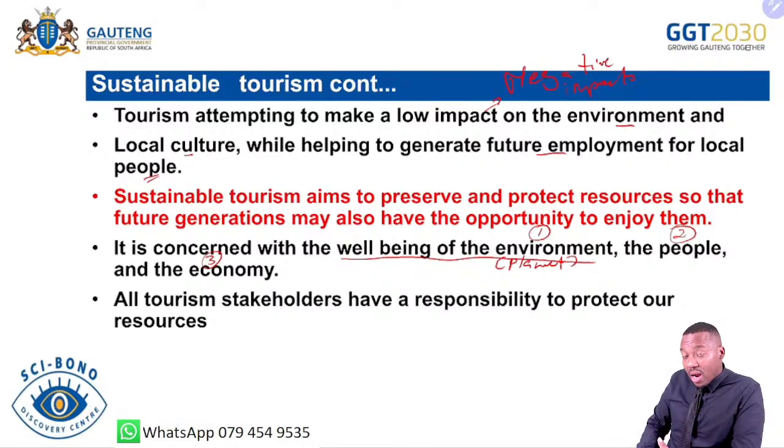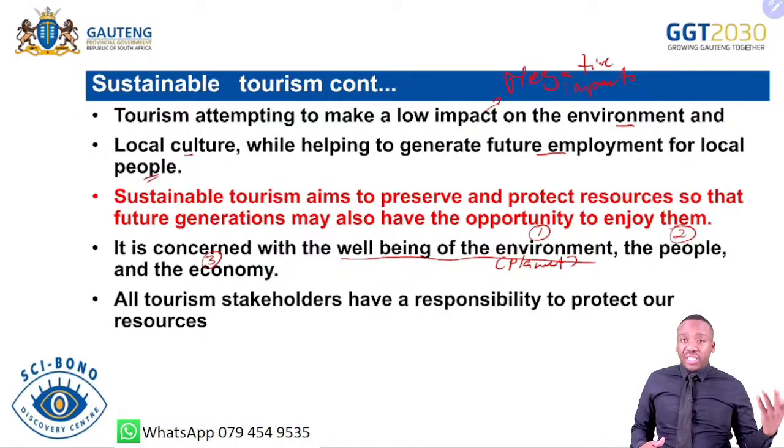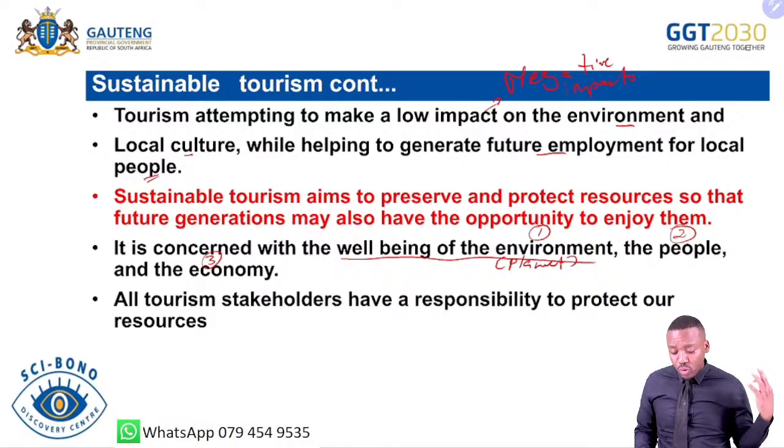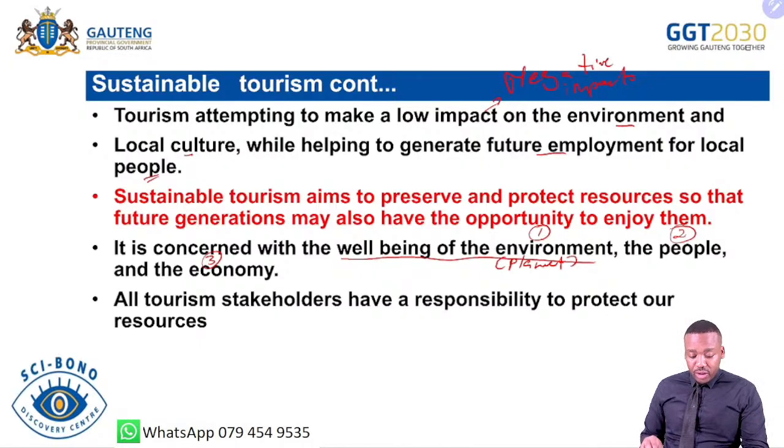Remember what's going on now due to the planet. It is reacting due to the climate change and so on. So if you are not very careful, then all our attractions will be destroyed. Our plants will be destroyed. Our wild animals will die because of our negative impacts on the environment. So sustainability in tourism is concerned with the well-being of the planet, with the well-being of the environment or the planet.